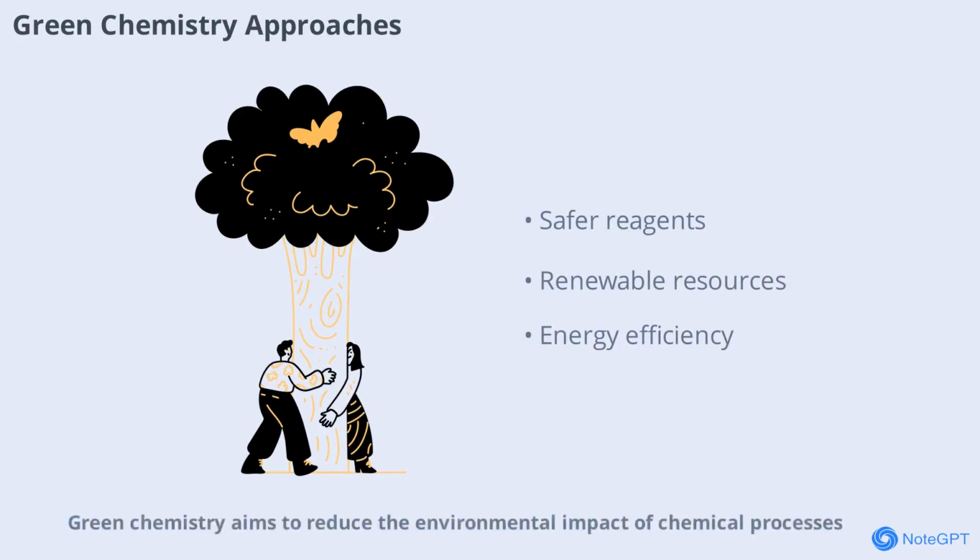Green chemistry aims to reduce the environmental impact of chemical processes, including the synthesis of halogens. Using safer reagents, renewable resources, and energy-efficient methods are key strategies. Adopting green chemistry principles ensures that the benefits of halogens are realized without compromising environmental safety.